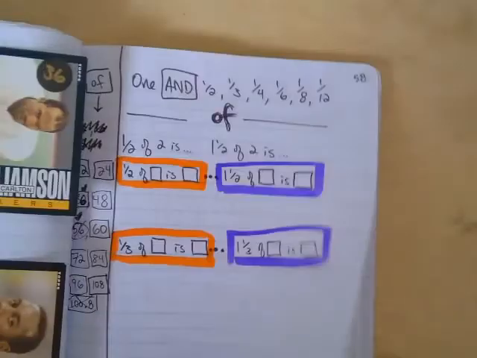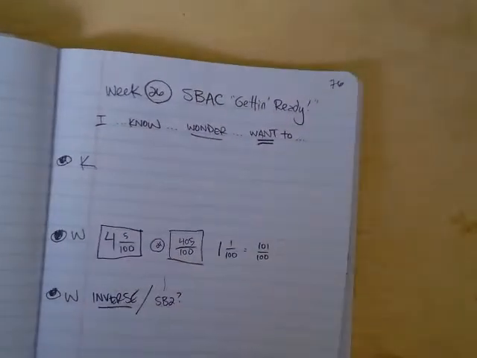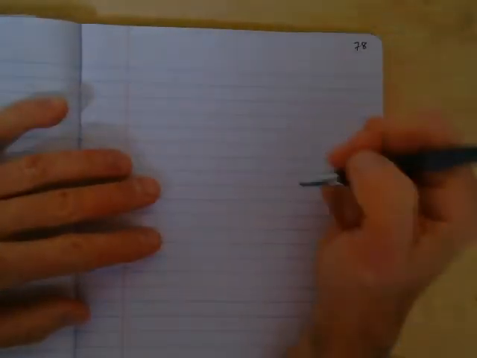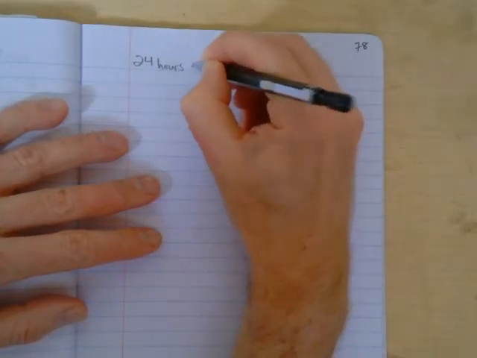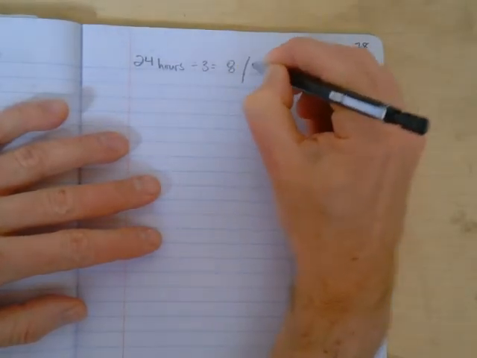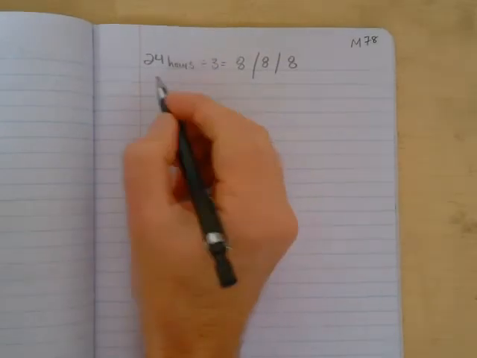Go to page 78, and I want you to put 24 hours divided by 3 equals 8. Your goal, on any page or any piece of paper, is to write down what you think a typical day is for you. It can be accurate, it can be a goal.